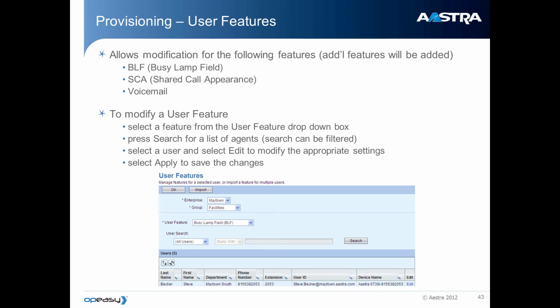User features allows the modification for the following features: BLF or busy lamp field, or SCA shared call appearance, as well as voicemail. To modify a user feature, select a feature from the user feature drop-down box, press the search for a list of agents, select a user and select the edit to modify the appropriate settings, and then select the apply to save the changes.